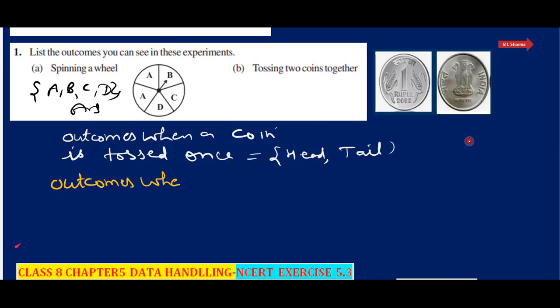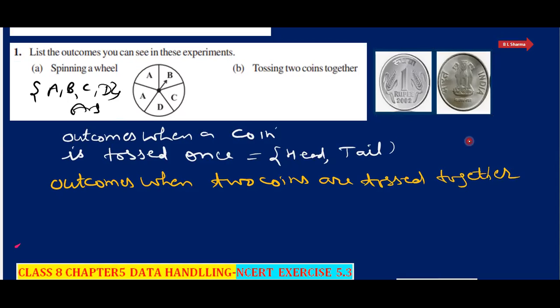Outcomes when 2 coins are tossed together.